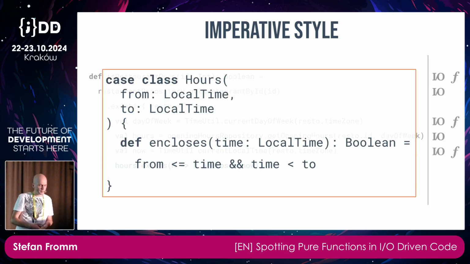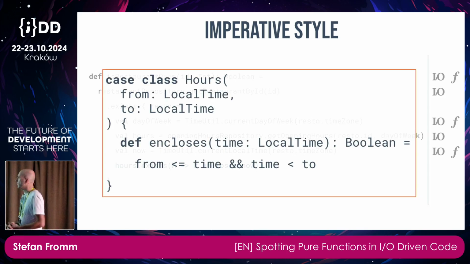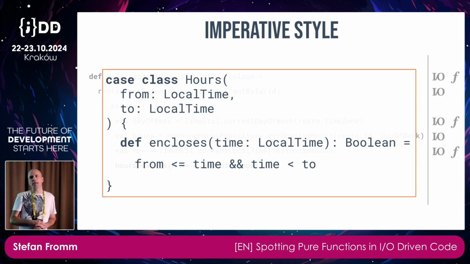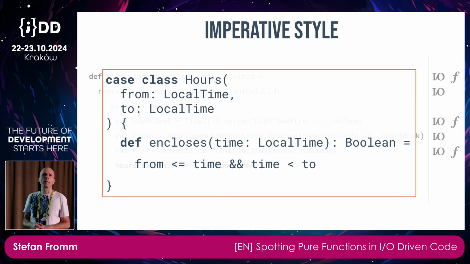And let's have a look at this. Let's imagine that we have a class Hours that has two fields, from and to, and the method encloses checks if the given time is between them. Now the question is, does encloses return the same result when passing in the same local time every time I call it?